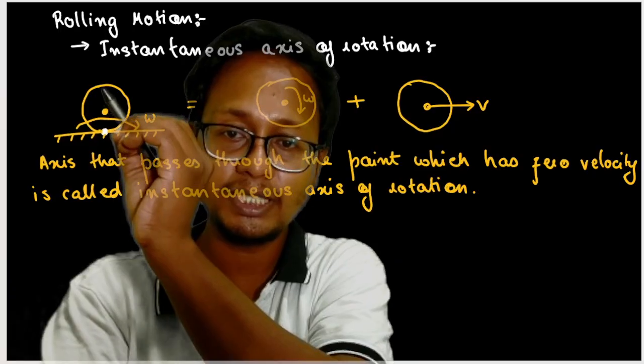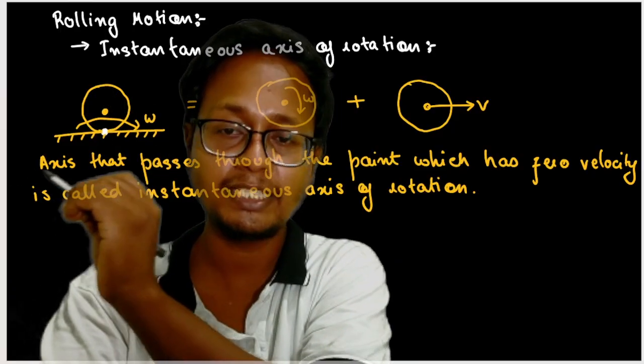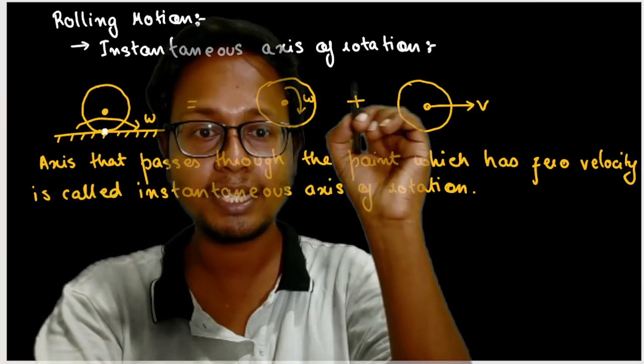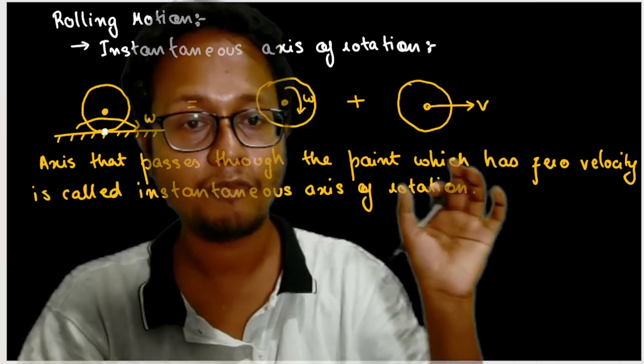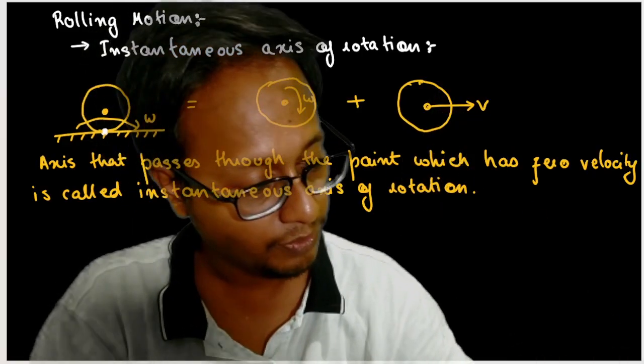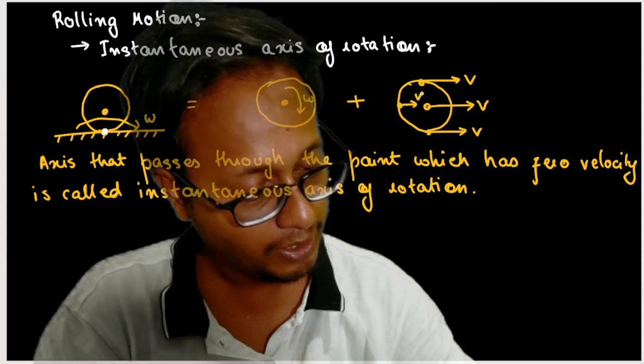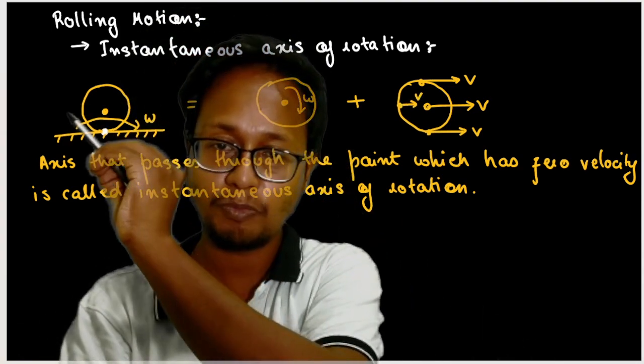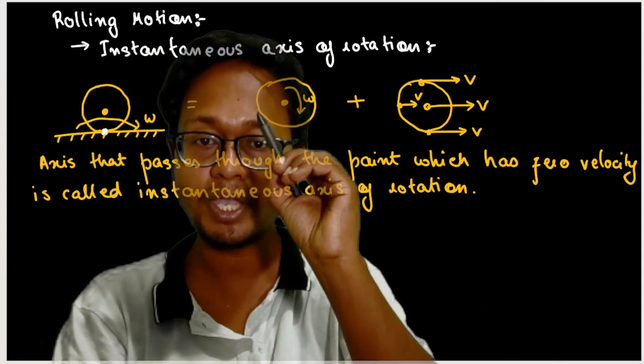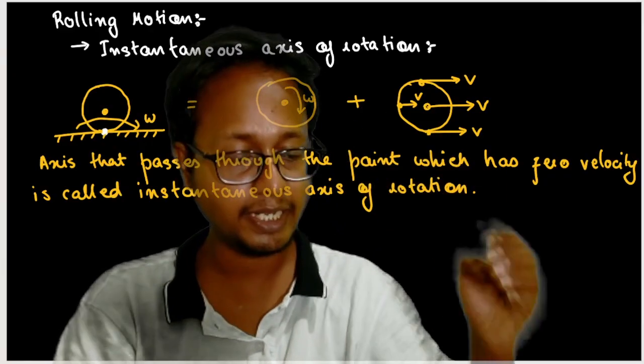What is the net velocity at this point as seen by someone on the ground? It is nothing but omega r plus v. That means for this diagram, every point is moving with v. Now this point is also moving with v. This point is also moving with v. So if I ask what is the net velocity of this point as seen by someone on the ground, it is nothing but omega r upward and v in this direction.